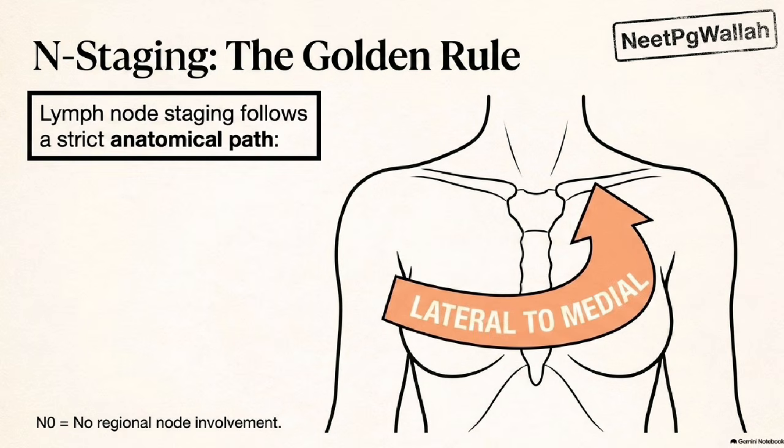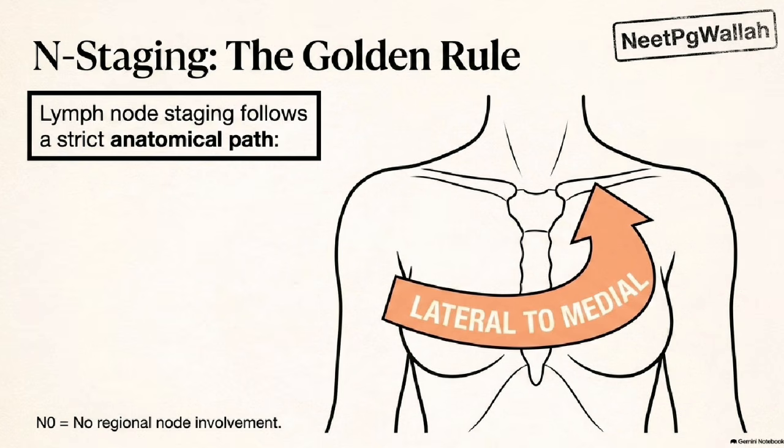Here is the golden rule of N staging. Lymph node staging follows a strict anatomical path, moving from lateral to medial. Look at that large arrow sweeping from the outside of the chest near the armpit inward towards the center. Understanding this lateral to medial progression is the absolute key. As the cancer spreads further inward, the N stage increases. And of course, if there's no regional node involvement at all, well, that's simply N0.